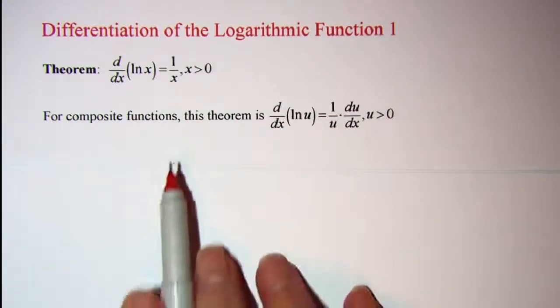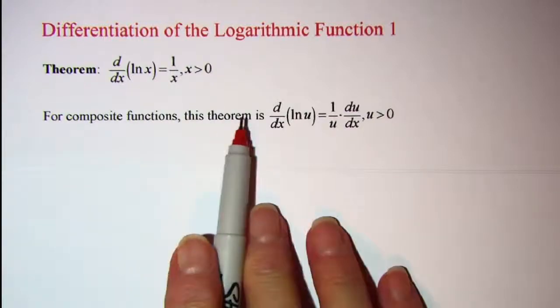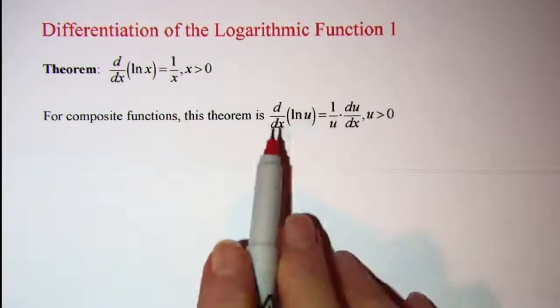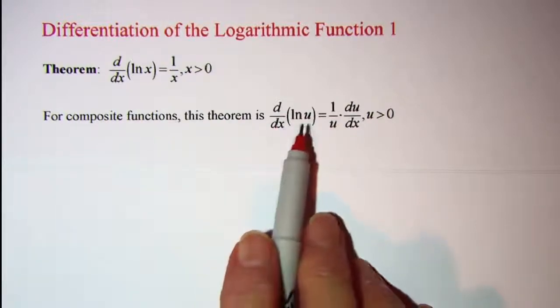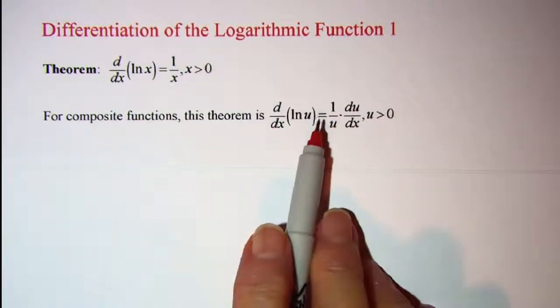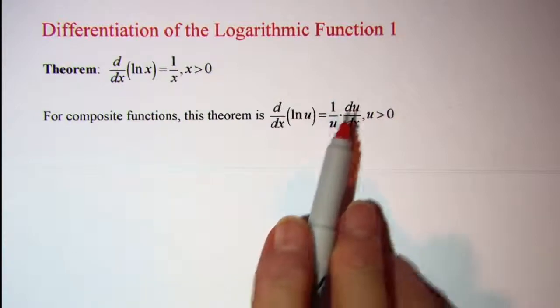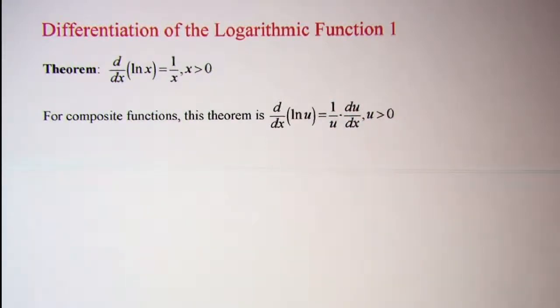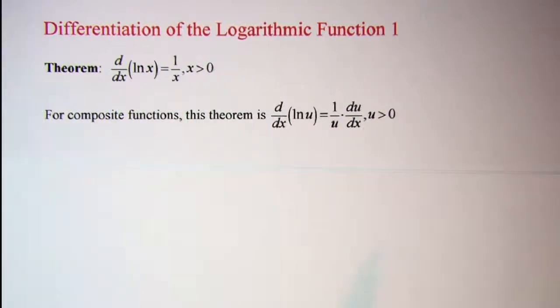If we're differentiating composite functions, then this theorem can be rewritten as the derivative of ln u is equal to 1 over u times the derivative of u with respect to x. And this time u has to be greater than 0. All right, let's do an example.